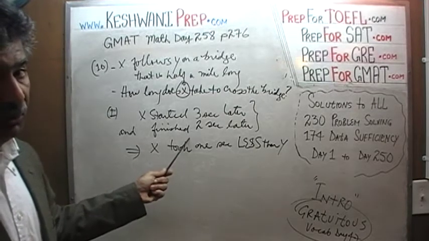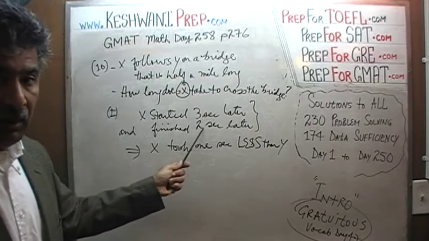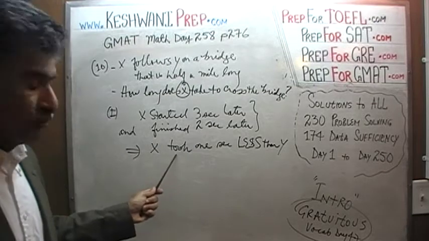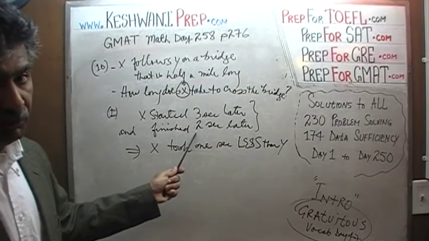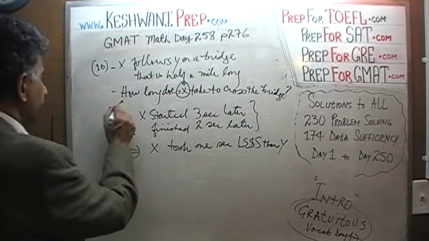But because we do not know exactly how long y took, all we know is that x took whatever amount y took, minus 1 second. Because we do not know how much y took, we cannot answer the question how long does x take. The first statement is not sufficient. First statement is not sufficient.